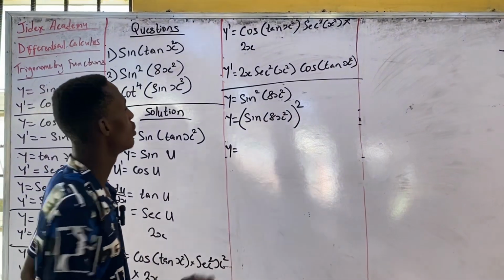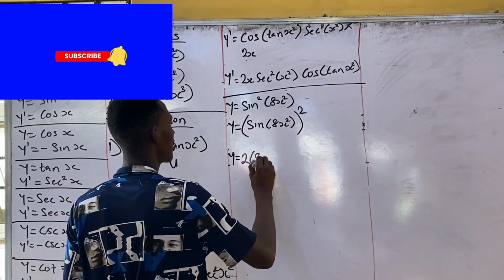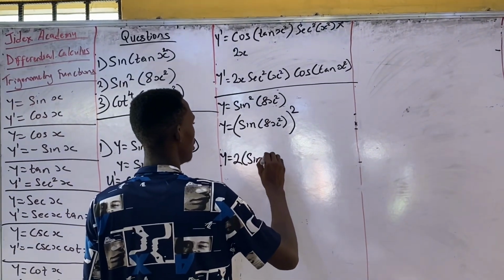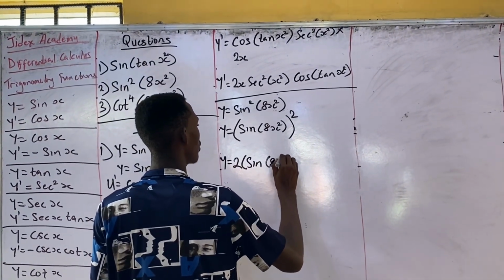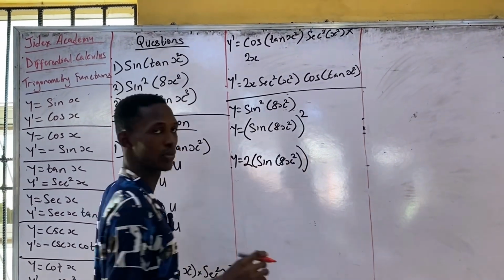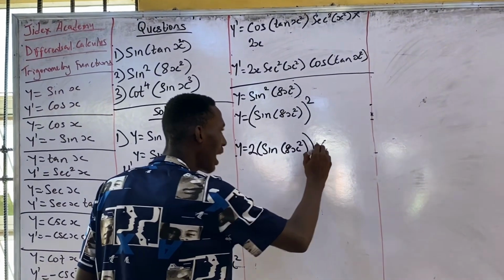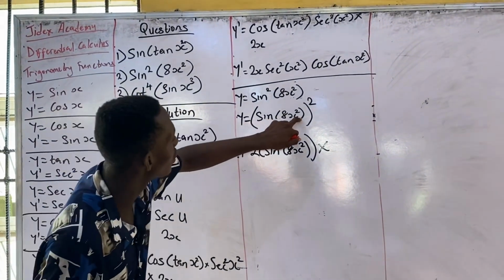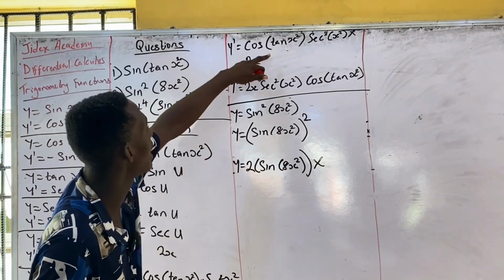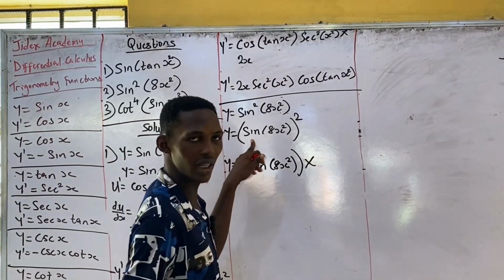This will give us what? If we multiply this by this, it will give us 2 open bracket sine. We are using our power rule here. 8x squared close bracket. Then this becomes 1, right? Because it's reducing by 1. Then after you have done this, you now multiply by the derivative of the inside. Now following the step that we did here, how do you find the derivative of this? What's the derivative of sine? Cos.